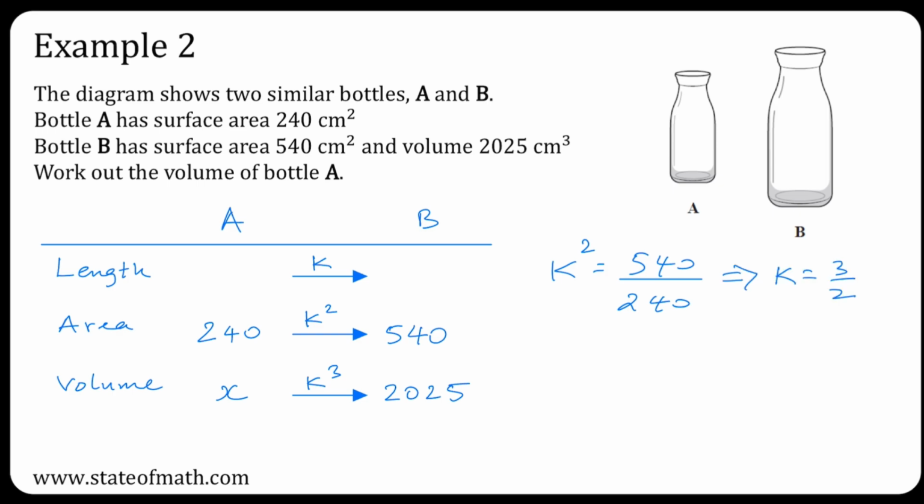Next, I need to find the volume of shape A. I know the volume of B, and I have to go backwards, so I will divide by the scale factor to the power of 3. Put this in the calculator, and you'll get a value of 600 cm cubed.